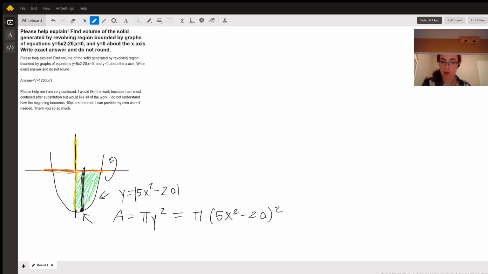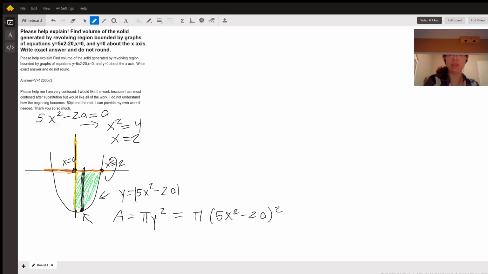And from where to where are we stacking up our washers? Well, we're stacking them up from the origin, so from x equals 0, up until our very ends where our graph intersects the x-axis. So we want to find the value of that. So we set y equal to 0, or 5x squared minus 20 equal to 0. Solving that, we get x squared is equal to 4, or x equals 2. So that gives us our bounds of integration from x equals 0 to x equals 2.